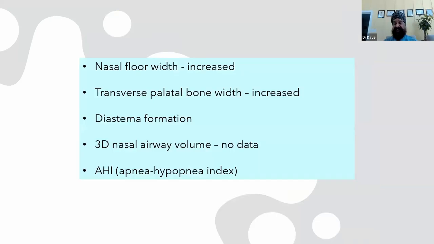So in this study, the nasal floor width was increased. The transverse palatal bone width was increased. There was a diastema formation, unfortunately.